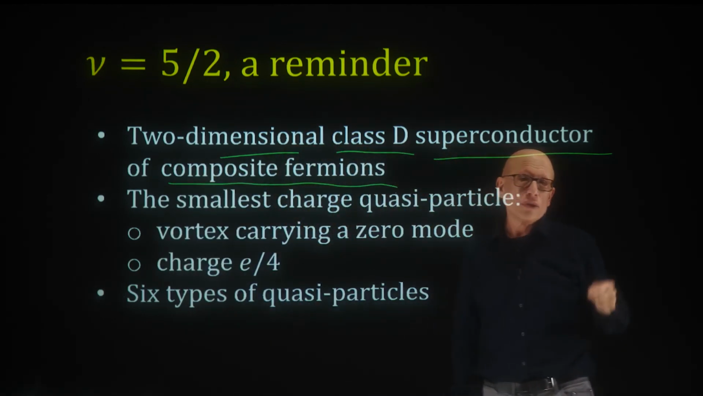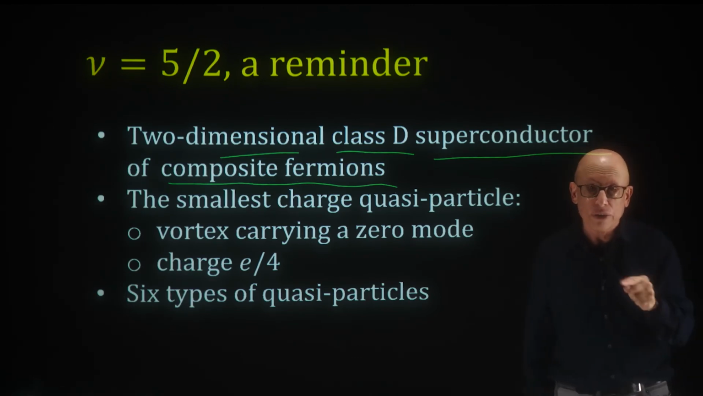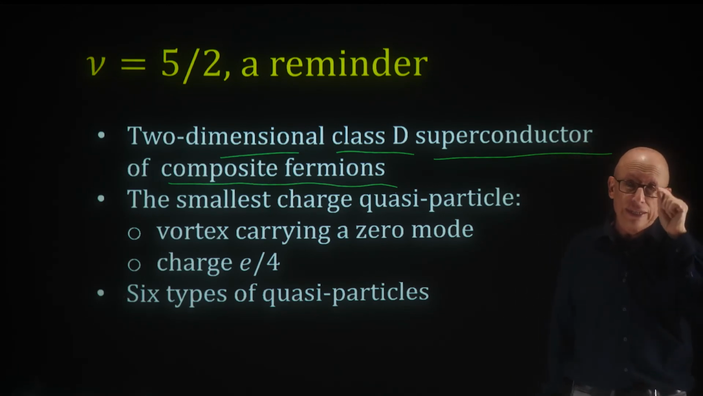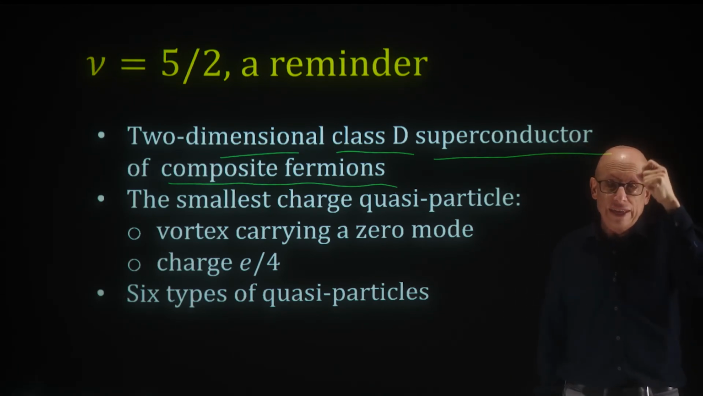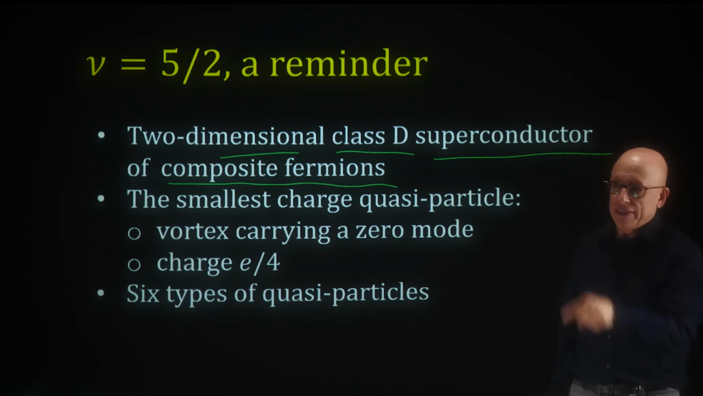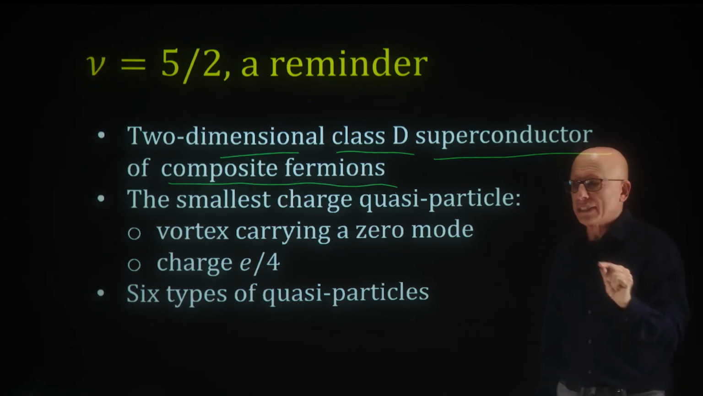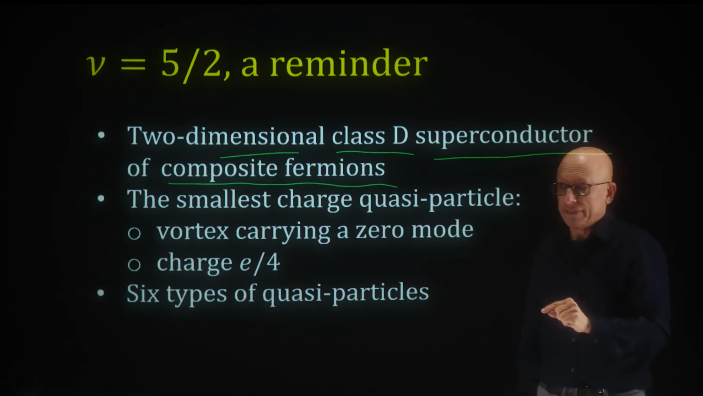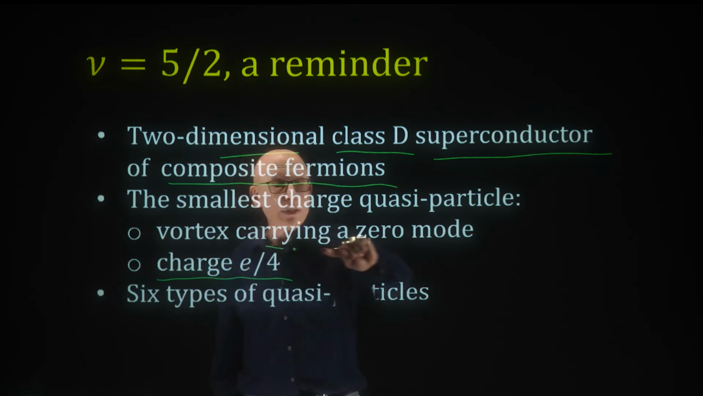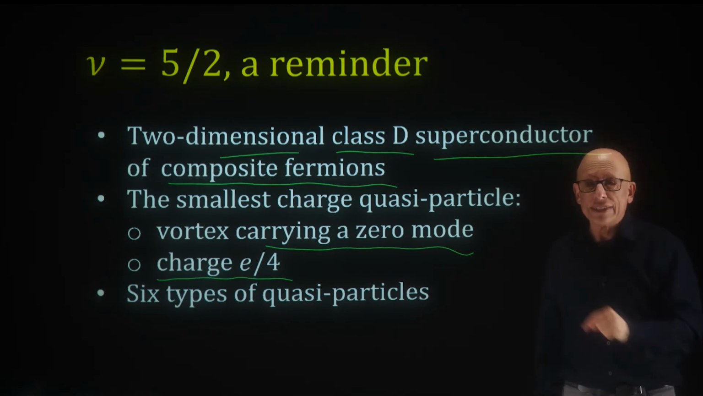And a class D superconductor has a Z classification. It has a topological invariant that can take any integer value. And if that integer value is odd, then the superconductor carries vortices with zero modes at their cores. And we saw when we discussed that the smallest charge quasi-particle is exactly a vortex. It carries a charge of e/4, and it carries a zero mode in the non-abelian case, which is the case we'd like to talk about. So it carries a zero mode.